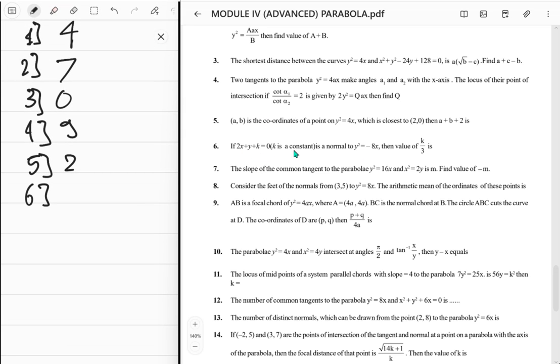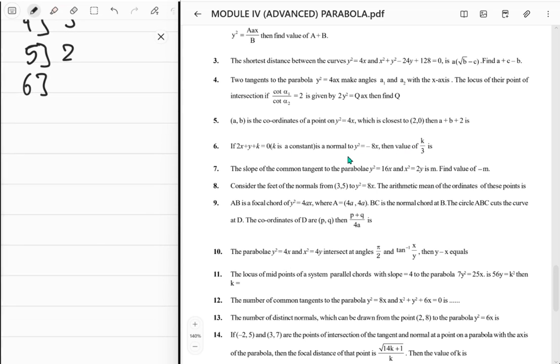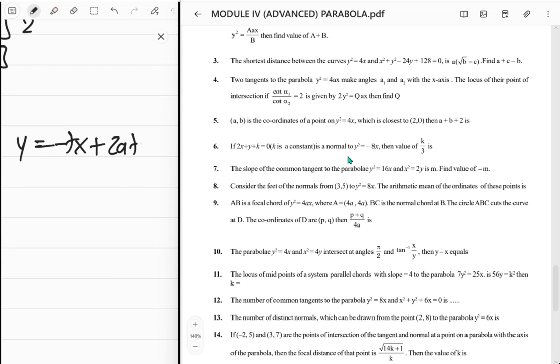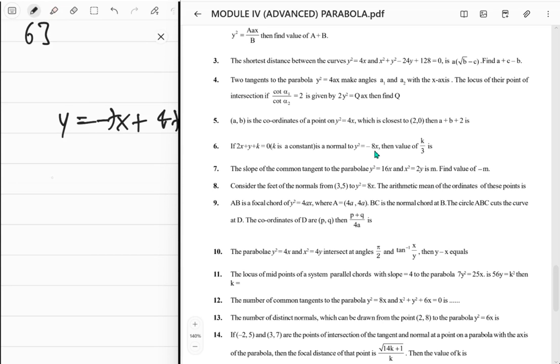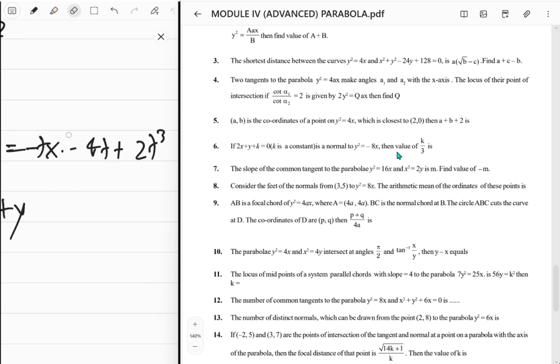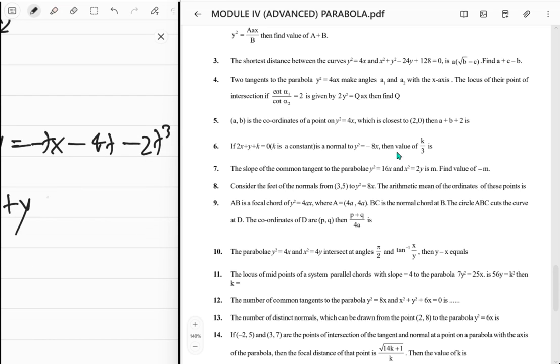2x plus y plus k equal to 0, k is a constant, is a normal to this curve. The value of k upon 3 is. Okay, so what's the normal? It's just y is equal to negative tx plus 2at plus at cubed, right? In this case, a is what? It's supposed to be 2. So 4t plus 2t cubed, whatever. It's negative over here as well. So tx plus y plus 4t plus 2t cubed is equal to 0, whatever.